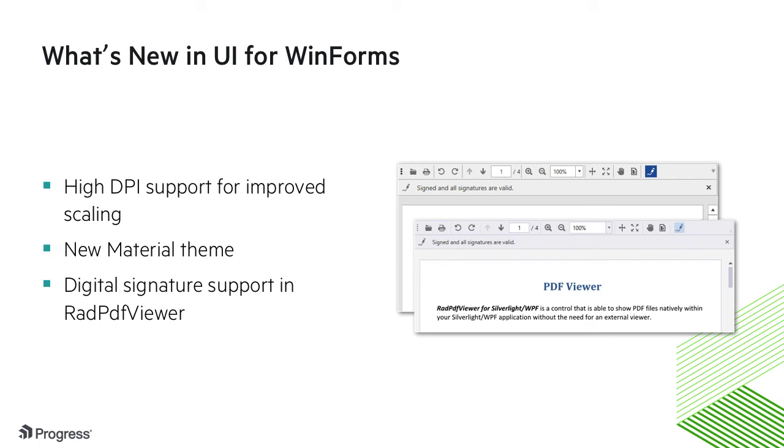And finally, we've added digital signature support for the RAD PDF viewer to verify that documents haven't been altered. Additionally, users can now sign documents with digital signatures through RAD PDF processing. Let's take a look at these features in the latest release of UI for WinForms.